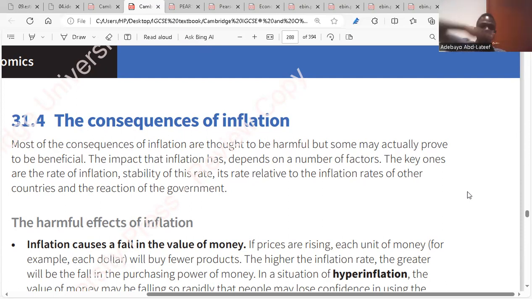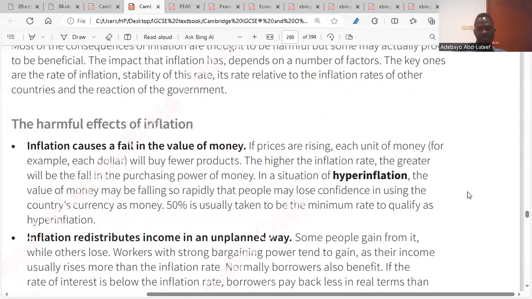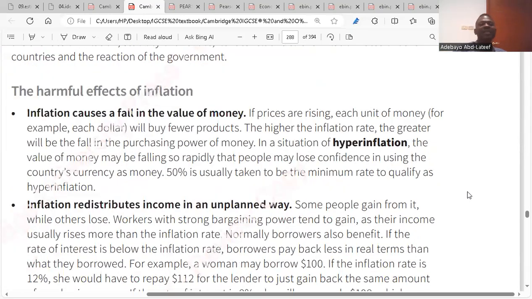So, the harmful effects of inflation. Inflation causes a fall in the value of money. If prices are rising, each unit of money will buy fewer products. The higher the inflation rate, the greater will be the fall in the purchasing power of money. So in a situation of hyperinflation, the value of money may be falling so rapidly that people may lose confidence in using the country's currency as money. 50% is usually taken to be the minimum rate to qualify as hyperinflation.